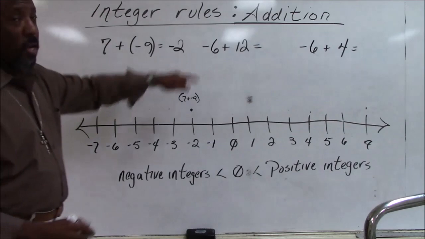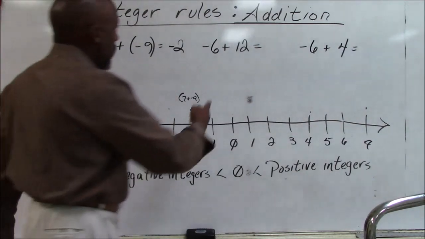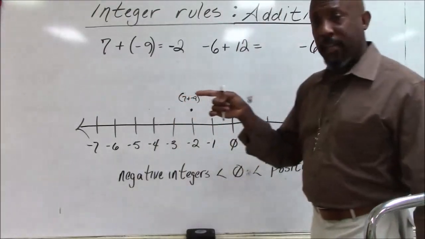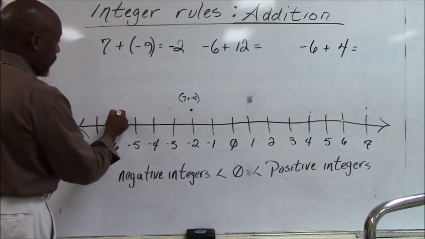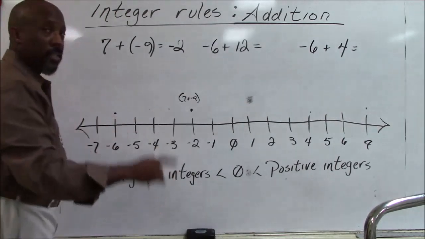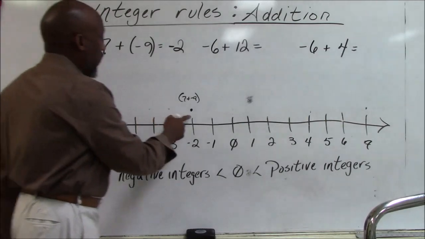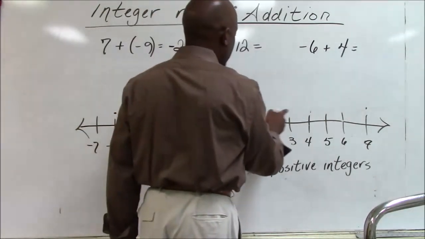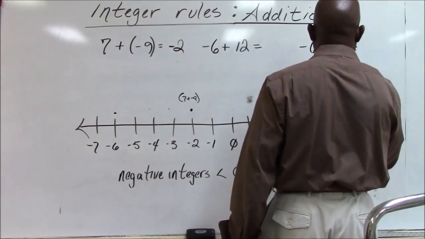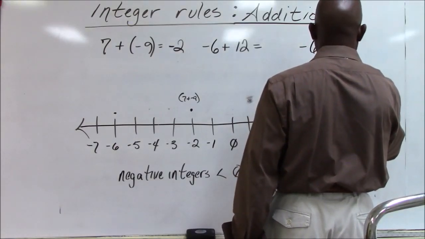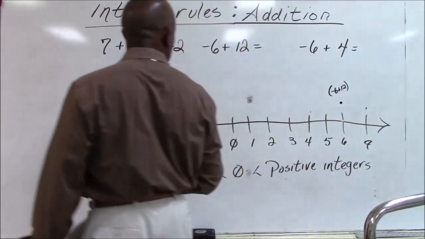Next one, we have a negative plus a positive. All right, so again, because it's negative, we start off in the negative direction and we find negative 6. We can put our dot there. Look at what we're adding. We're adding a positive, so we're going back in the positive direction. 1, 2, 3, 4, 5, 6, 7, 8, 9, 10, 11, 12. I end up on 6. I'm plotting my solution as negative 6 plus 12 is that dot right there, which equals 6.